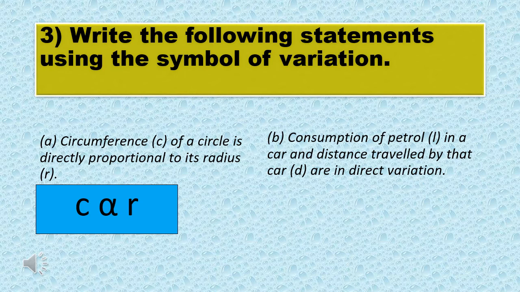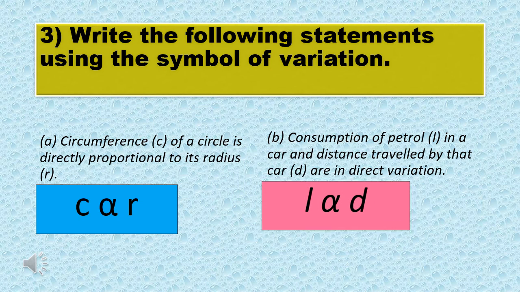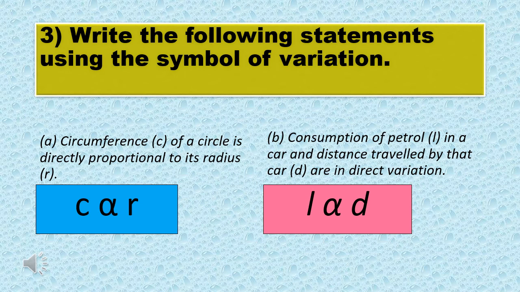In a car, consumption of petrol and distance traveled by that car D are in direct variation. D is the distance traveled. Okay, so what will be the equation? Yes, it will be L alpha D, where alpha is a Greek letter and it is what? Symbol of variation. It denotes variation.